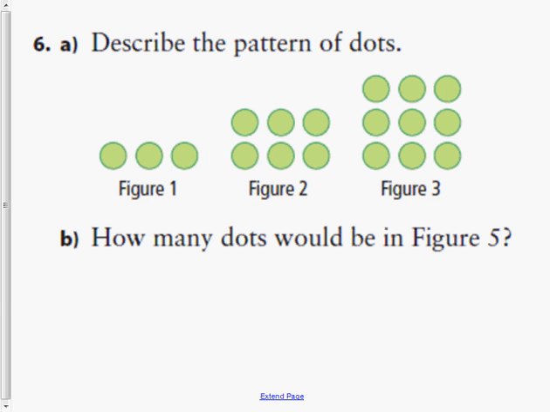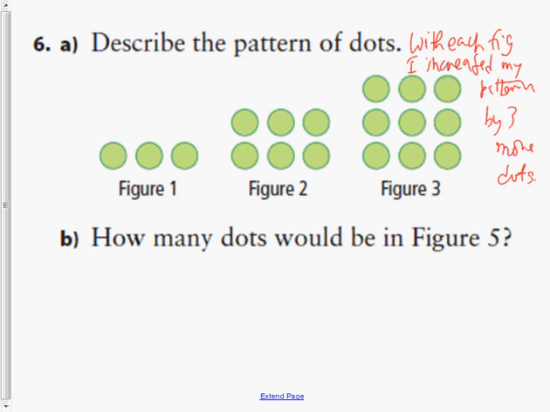Question 6 says describe the pattern of dots. Well, describing it means with each figure, I increase my pattern by 3 more dots, or adding 3. Different ways you could say it. I'm just going to say it like that. And how many dots would be in figure 5?